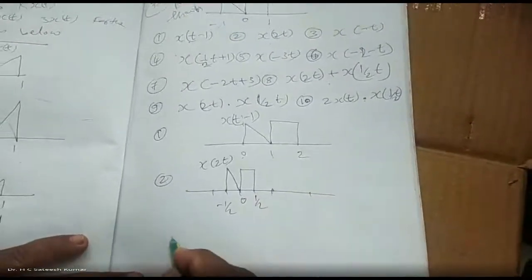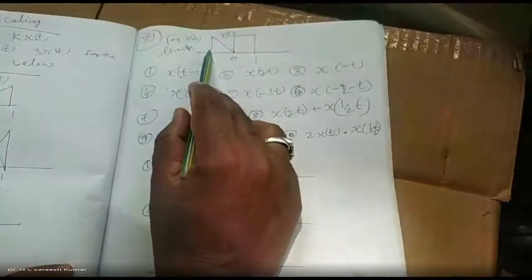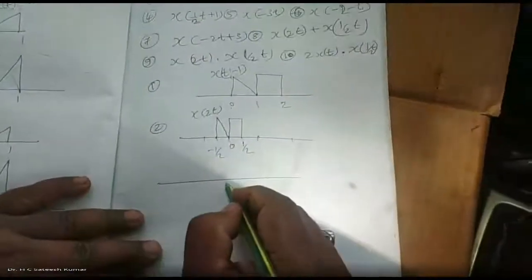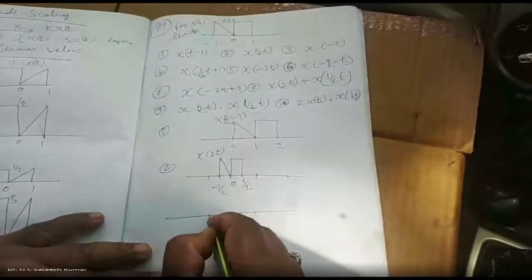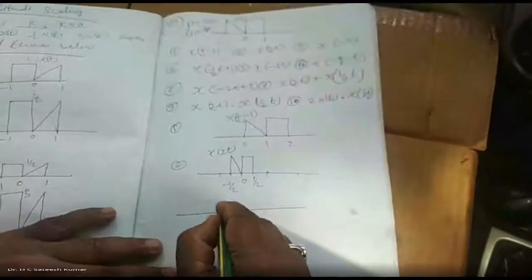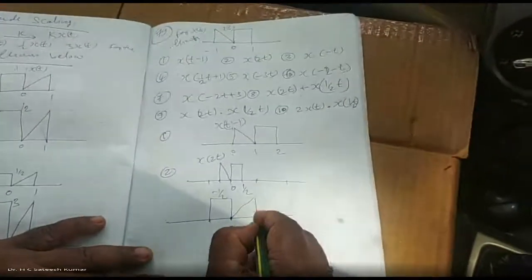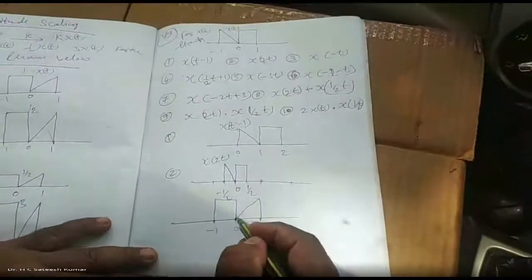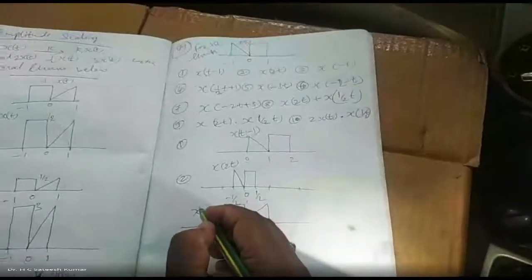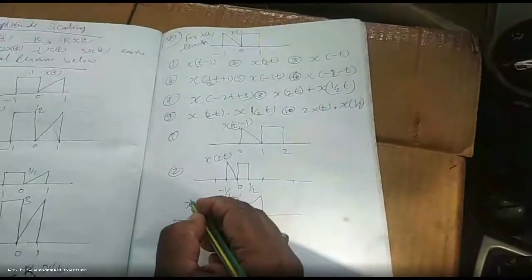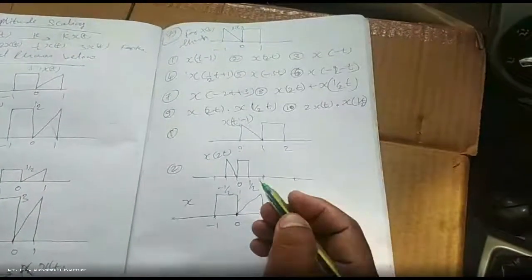Now, x of minus t. X of minus t is folding about the origin. 1 will go to minus 1, minus 1 will go to 1. So therefore, no need to think of it. Just write it as it is. Right hand side, you write it in the left hand side. And it is folded to right. X of minus t.